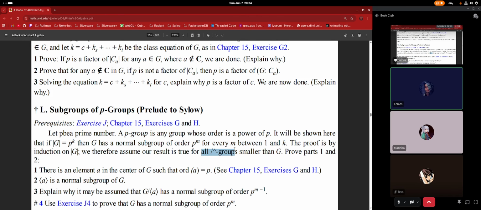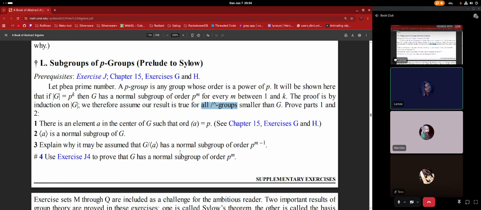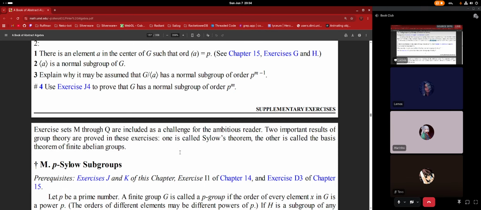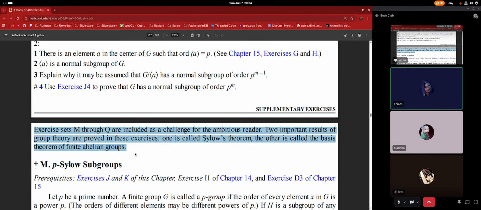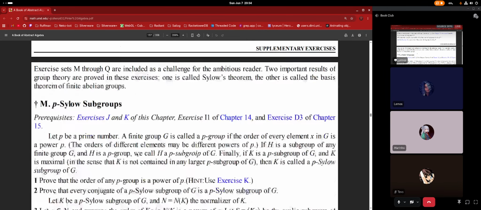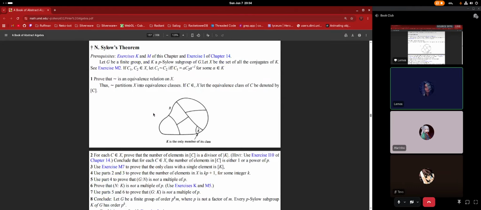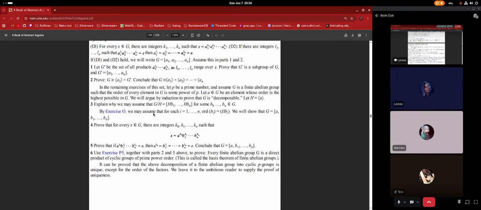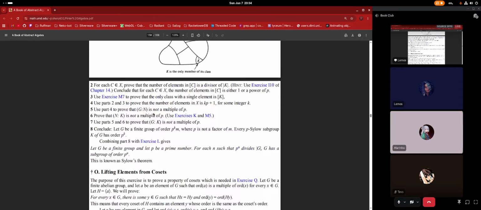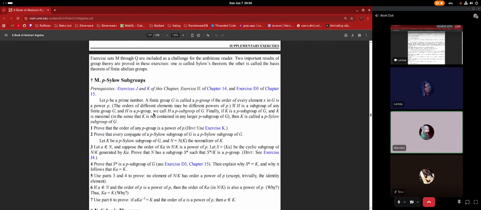for all groups smaller than G. What is going on with that? Proof parts 1 and 2. Yeah, and then it goes, okay, so if you are not dumb, just go further. I'm dumb, so I didn't go further actually. I took a look at those. Yeah, they go pretty deep.